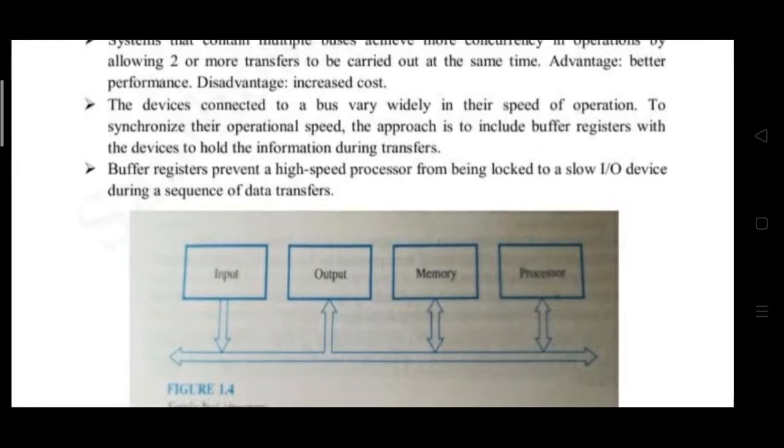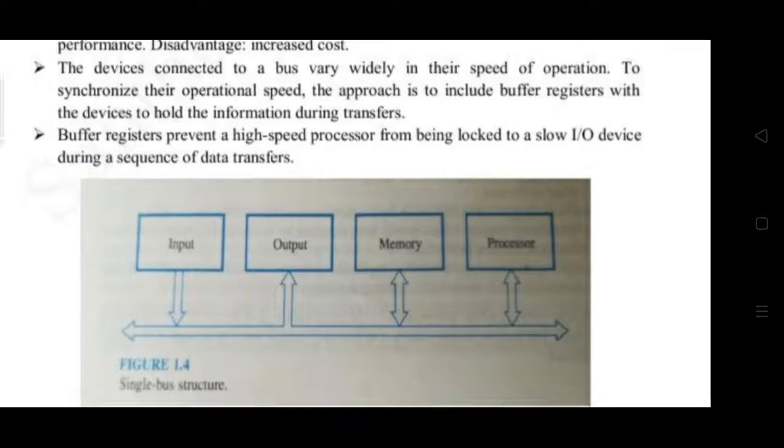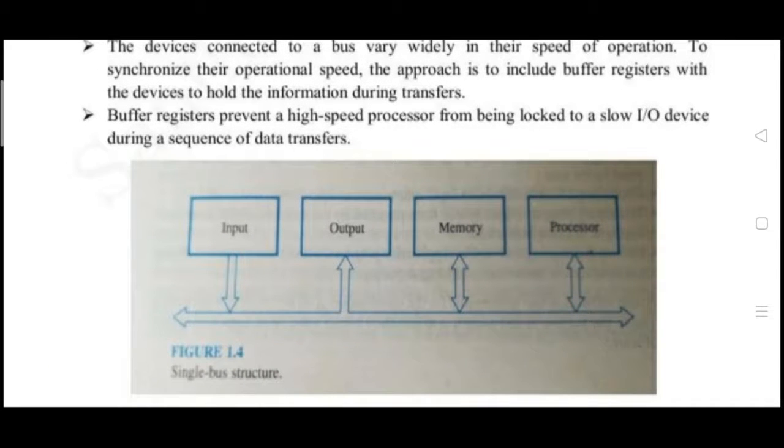As you can see, all the IO devices are connected to memory and processor. All four units, input device, output device, memory, and processor, are marked as separate blocks, and they are all connected through a common channel, a common arrow mark. What is that called? A single bus. You can see all the arrow marks carefully.